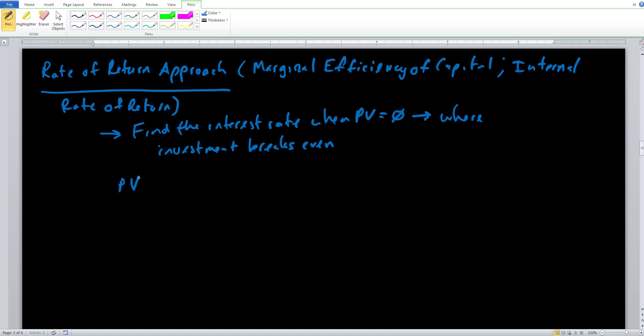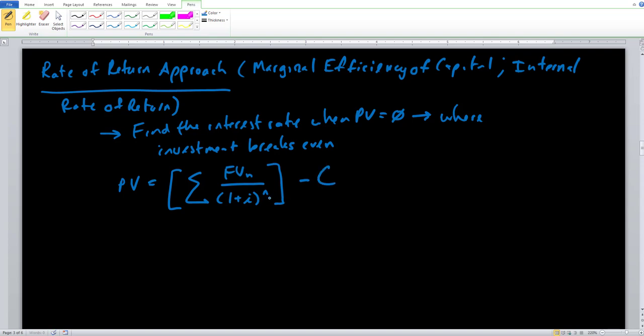And we're going to use the same components as we did with the previous formulas. We have the present value on the left-hand side. Here we have the summation of the future value for n time periods, 1 plus i raised to the n. And then we're going to subtract out the new component, which is going to be the cost of the investment initially.